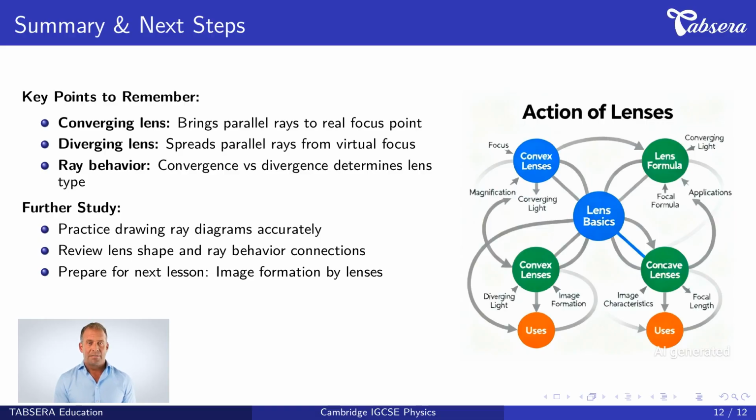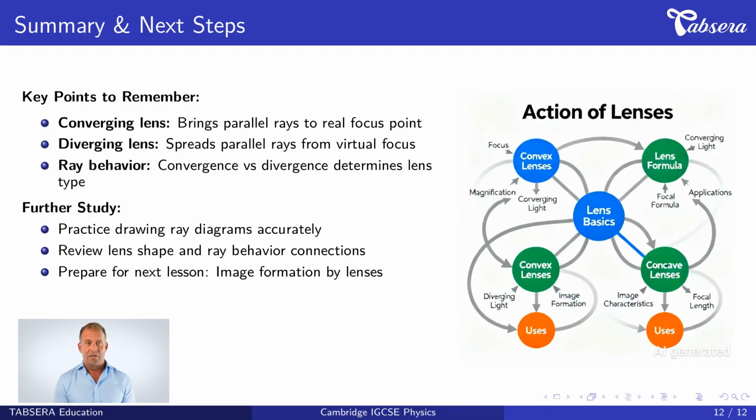Let's summarize today's essential learning. The key points to remember are, first, converging lenses bring parallel rays to a real focus point. The lens is thicker at the center, causing rays to bend inward and meet at a point where they can be detected on a screen.